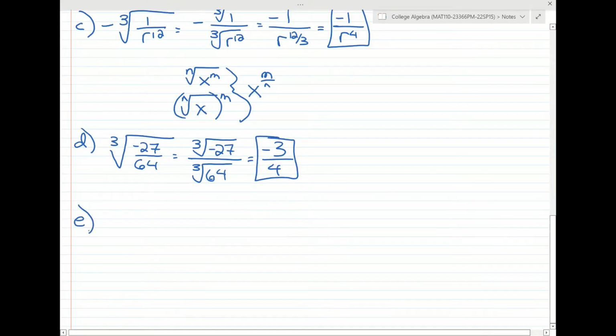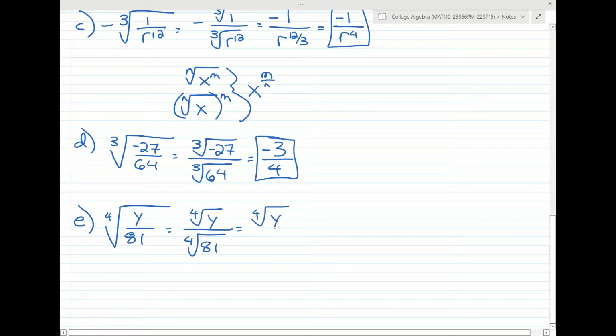Next example like this is if we had the fourth root of y over 81. Sometimes things can't be simplified and you just leave them alone. So this would just be the fourth root of y over the fourth root of 81. The fourth root of y can't be simplified. The fourth root of 81 is just 3.